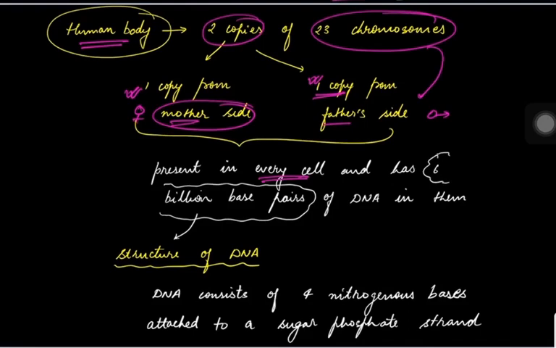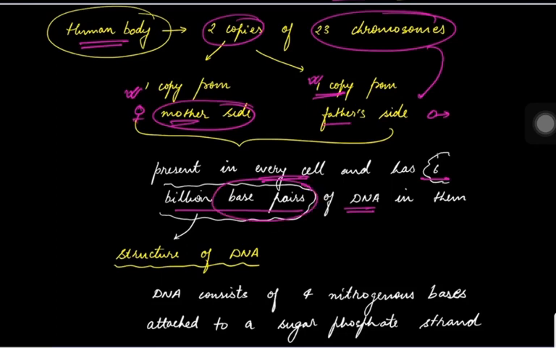There are certain conditions under which an individual may not have 46 chromosomes, but then there are chromosome-related diseases which we are not covering here. I'm sure you must have covered this in your static class. The next thing is that these 46 chromosomes in a human cell have 6 billion base pairs of DNA: 3 billion base pairs from your father's side and 3 billion from your mother's side, so in total 6 billion base pairs in a human cell.